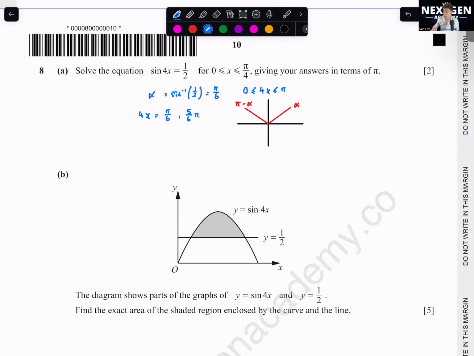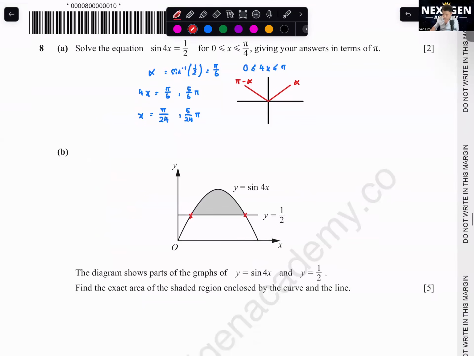Both the answers, we divide by 4. So pi over 24, 5 over 24 pi. So you have these two values here and here, which we'll use for the next question.